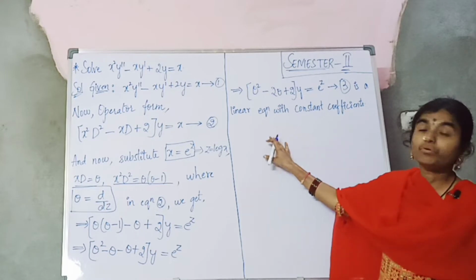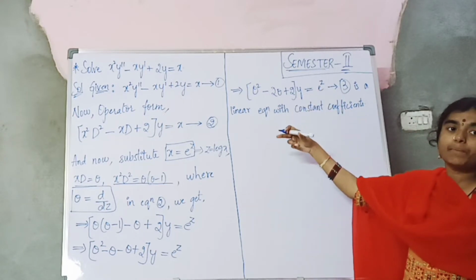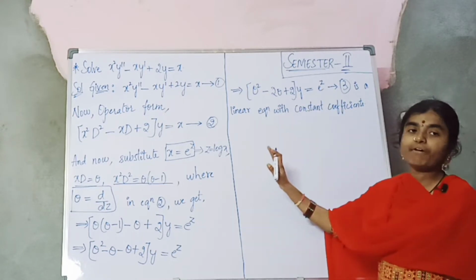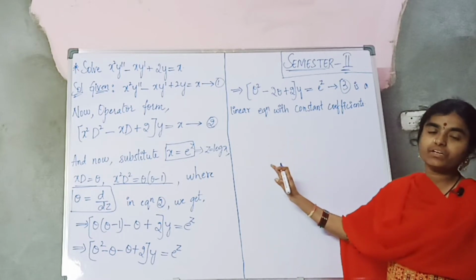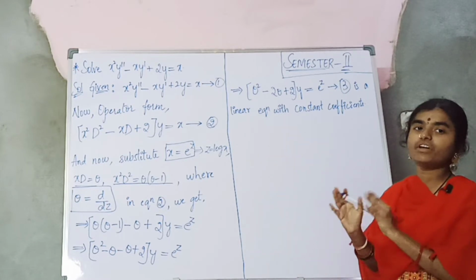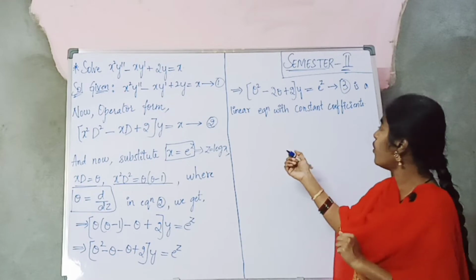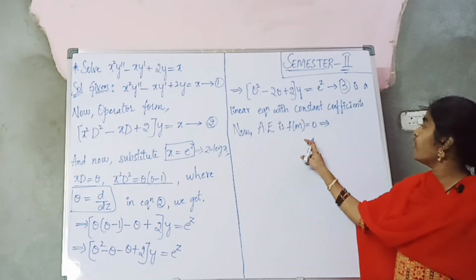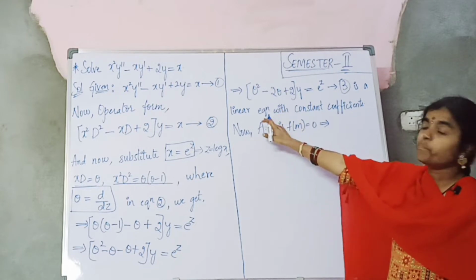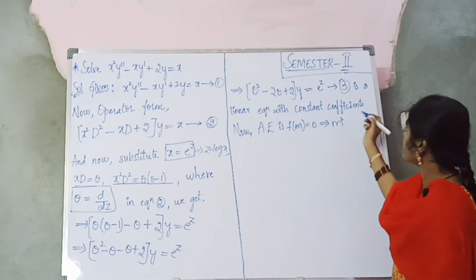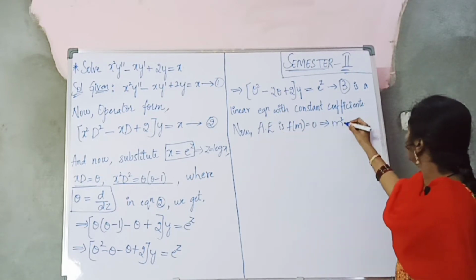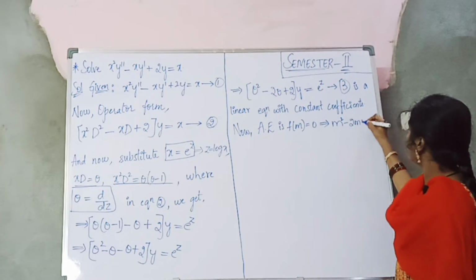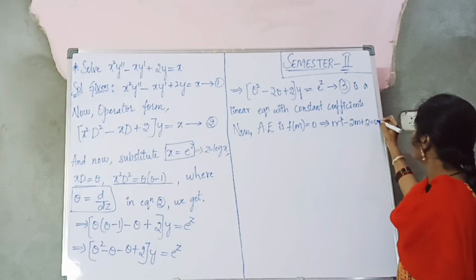After this, what we have to do? We have to solve this equation 3 by the previous method. It is by finding the auxiliary equation, particular integral, and also we have to find the general solution. Now let us find the auxiliary equation first. Now the auxiliary equation is f of m equals to 0. Then theta square means m square minus 2m plus 2 equals to 0.